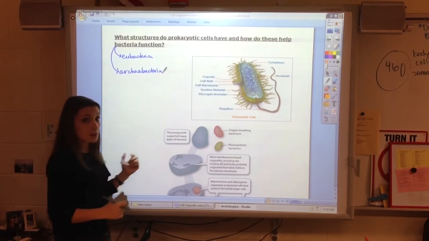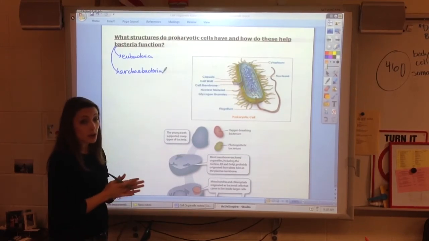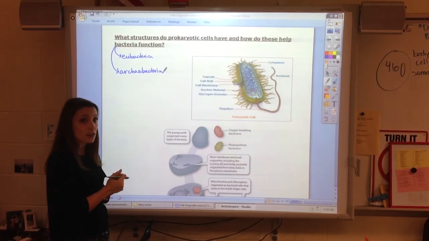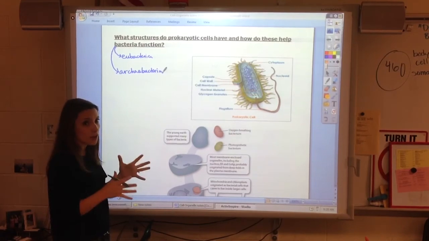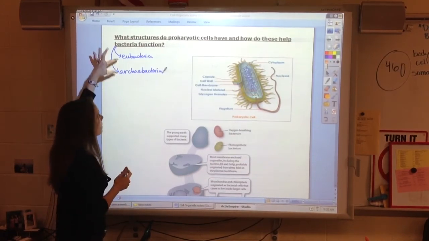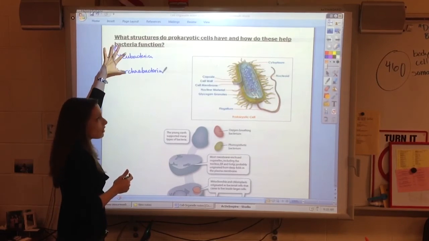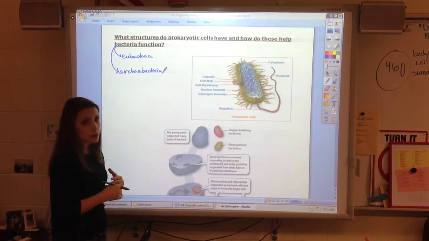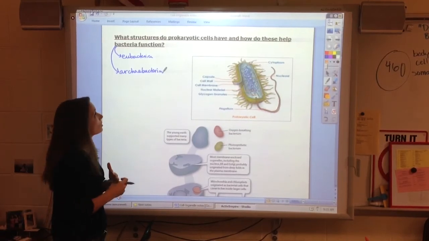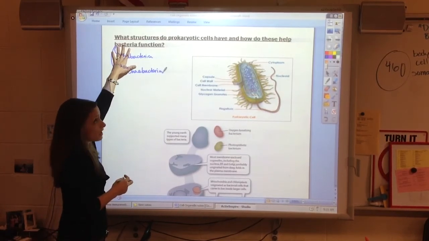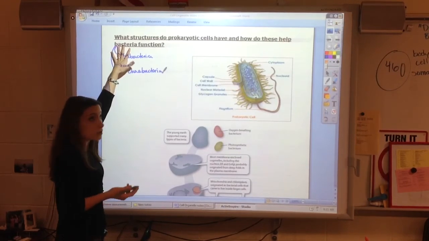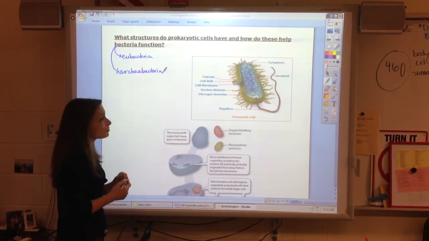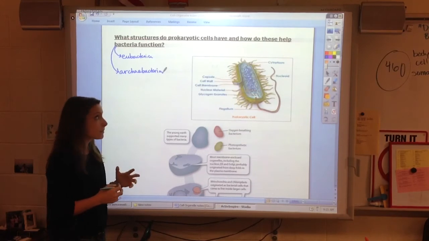They have a lot in common. They also have a lot of differences. We'll talk about the differences more later in the year when we do our kingdom survey. But the big idea is that they're both prokaryotic. They do not have a nucleus. No membrane-bound organelles. So we want to look at what structures they have. They don't have a nucleus, but what do they have? And how do these structures help the bacteria function?